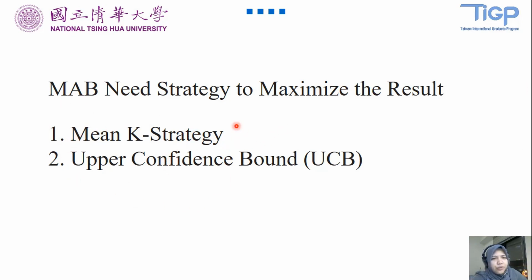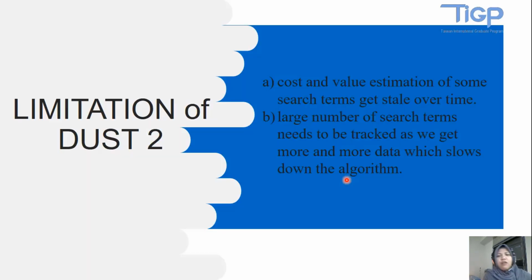The second strategy is upper confidence bound. The UCB strategy allows for better exploration by giving higher probability to actions for which a reward estimate is not available. So the Dust2 algorithm is simple, but we found some practical limitations while implementing it. First, the cost and value estimation of some search terms gets stale over time.